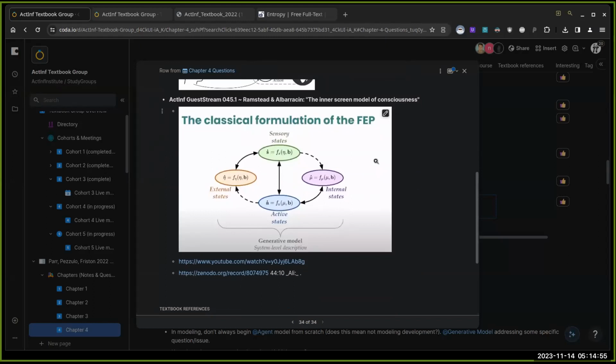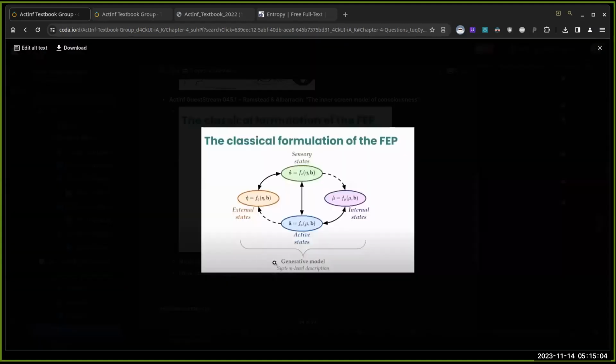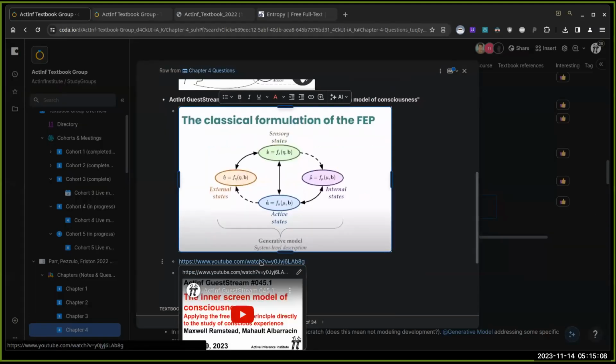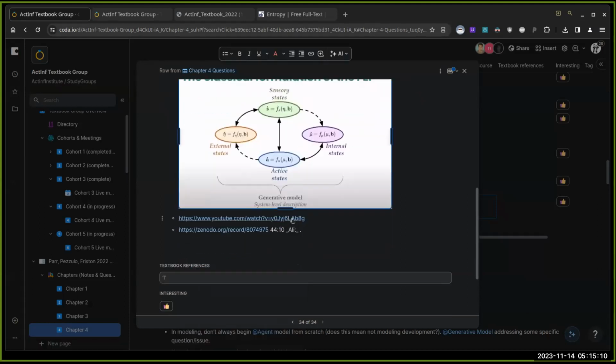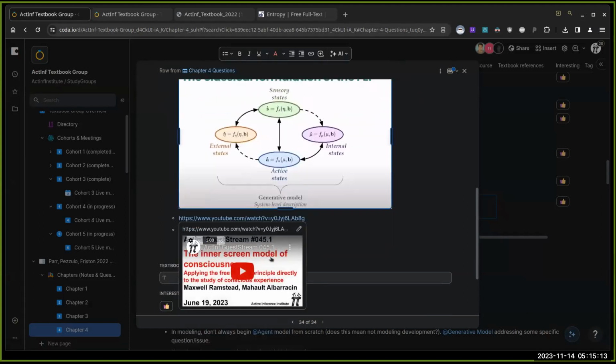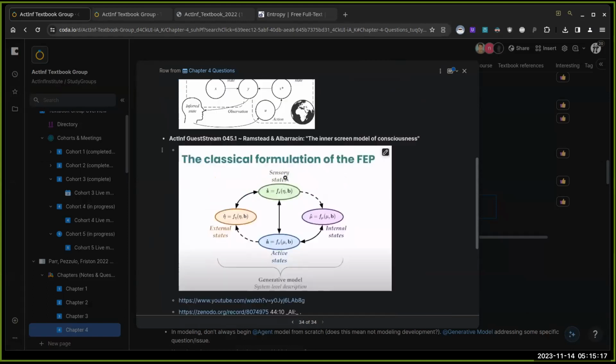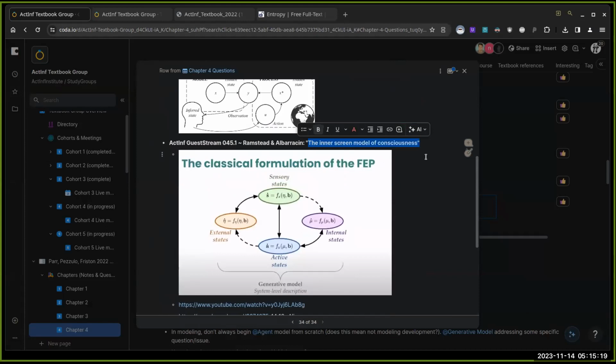However, very importantly, in the subsequent months and years, a lot of people started using generative model to refer to a system level description. For example, here in guest stream 45 from earlier in the year, we had Maxwell and Mao speaking about this. And in the paper on the inner screen model of consciousness with the quantum FEP, they use generative model now to describe the entire system.